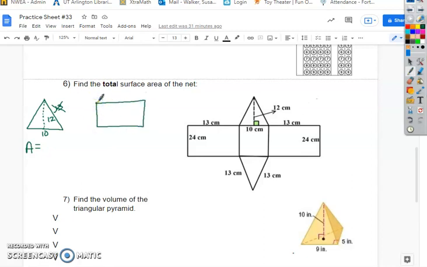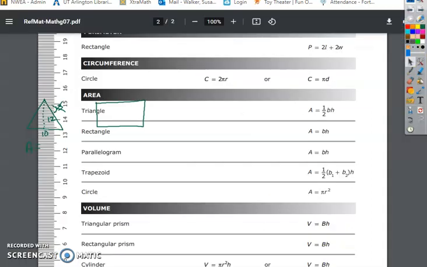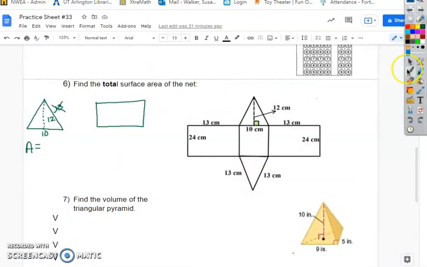Okay, so first thing, area of a triangle. We look at our formula chart. Triangle, half BH. And we plug our numbers in. Remember, the base and the height have to form a right angle. So half 10 times 12. These are the 2 I need, okay? So we can do this in any order. For most of you, probably this is easier.